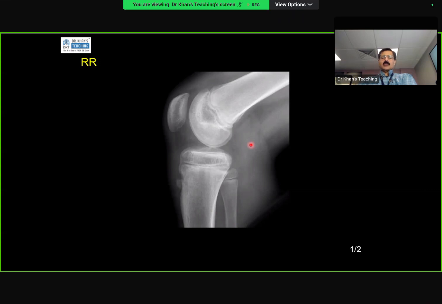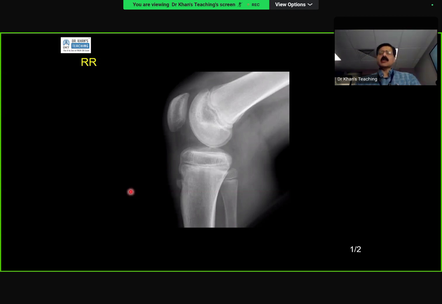You want to change your opinion, or you want to persist with your opinion? Because I cannot see any obvious soft tissue swelling around it. If you see here where my laser pointer is, do you see this? I can see that the tuberosity is looking avulsed. So I believe that this is a case of Osgood-Schlatter.